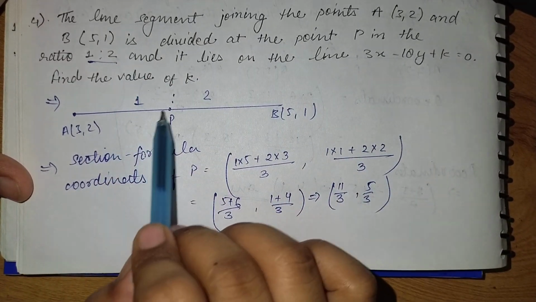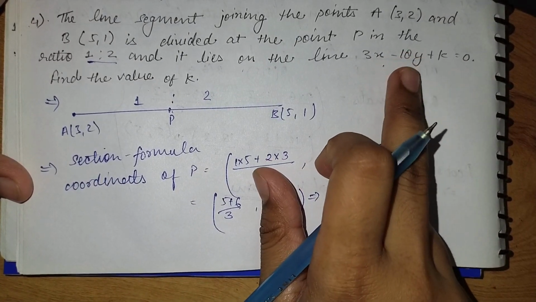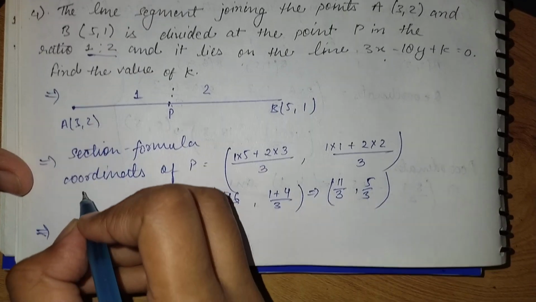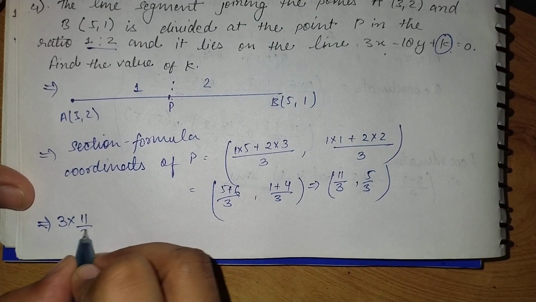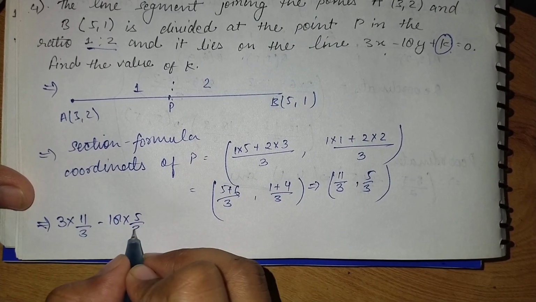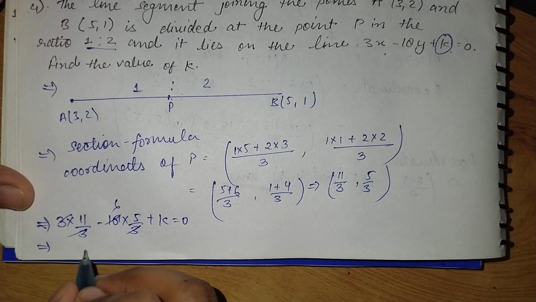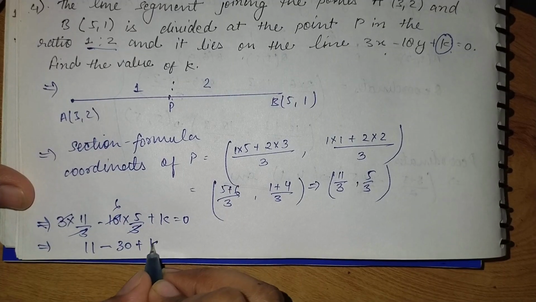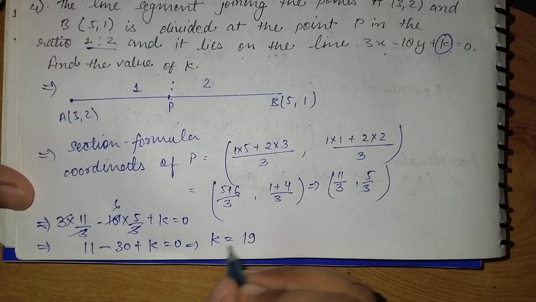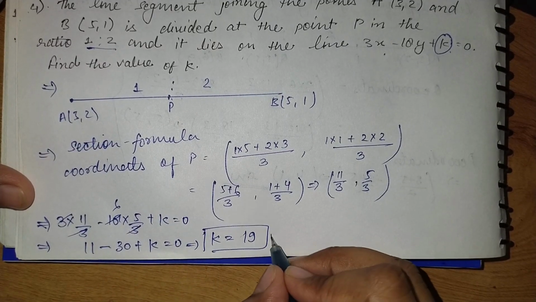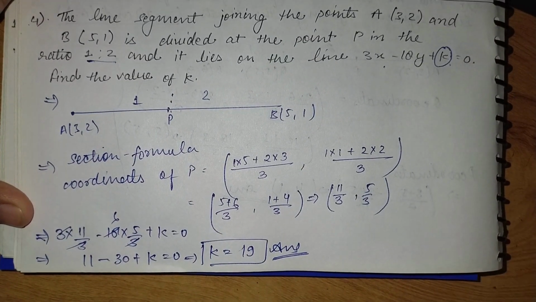If that point P lies on this line, then the coordinates should satisfy this line. So if we put the values of the coordinates in this as x and y, we will find the value of k. So 3 into 11 by 3 minus 18 into 5 by 3 plus k, where we have to find the value of k only. This will be cancelled out by 6, and this will simply be cancelled out. 11 minus 30 plus k equal to 0, so k equals 19, as minus 19 will go to the positive side. So this is the value of k which we have to find in this question, and this is the final solution of question number 4.